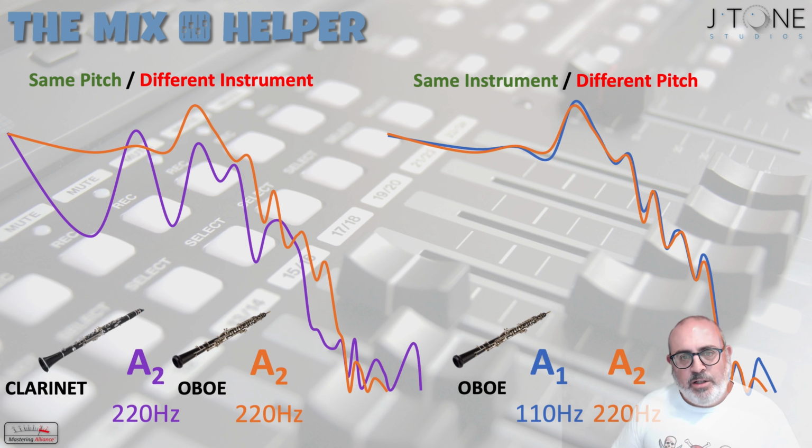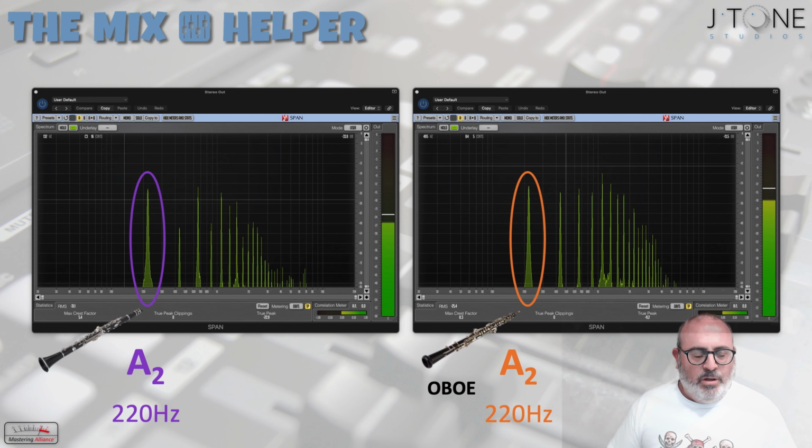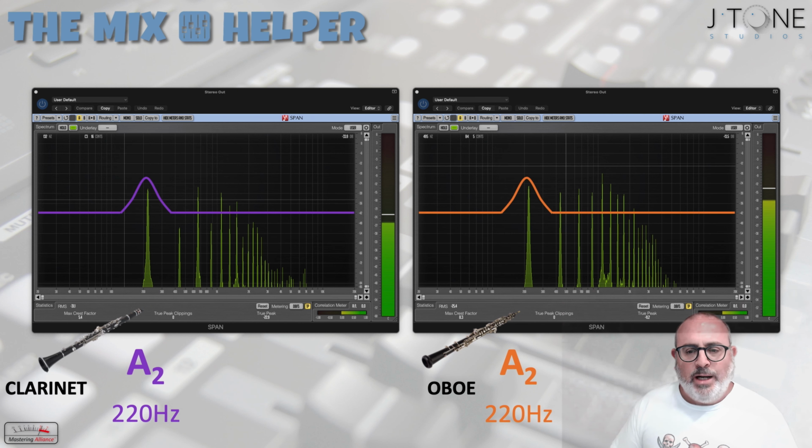But if we compare a clarinet and an oboe playing the same note, they do sound different. Now, if we look at the fundamental frequency of these two instruments playing the same note, A2 at 220 hertz, and if we compare the spectrum of these two and we look only at the fundamental frequency, they look pretty much the same. Now, if we EQ and enhance only the fundamental frequencies of these two instruments, are we enhancing something that they have in common or something that differentiates between the two?